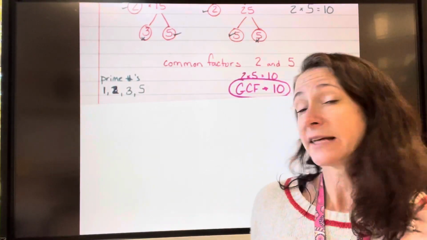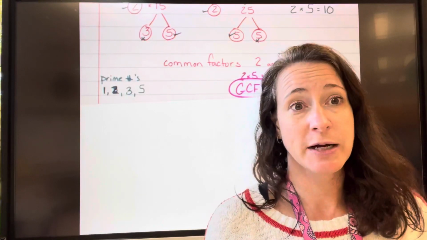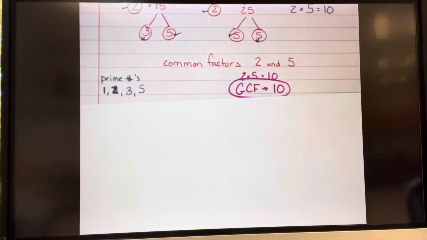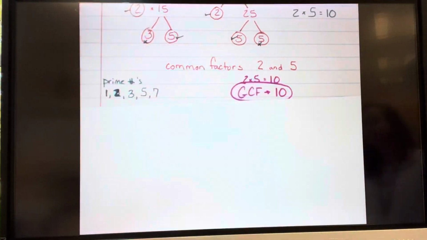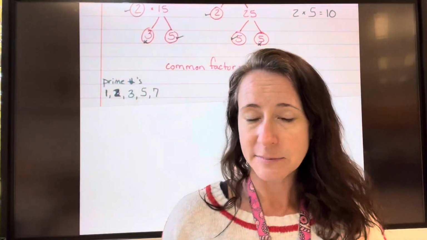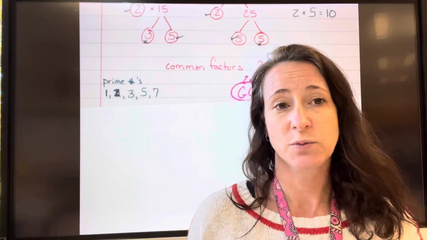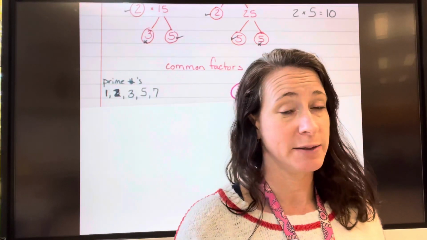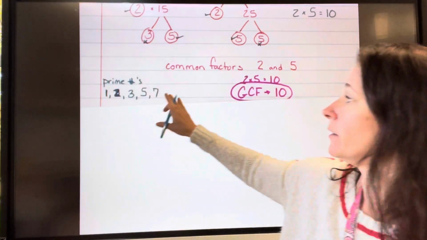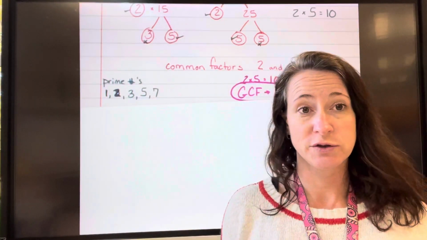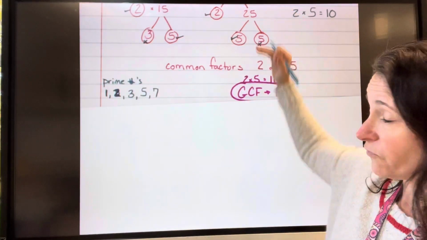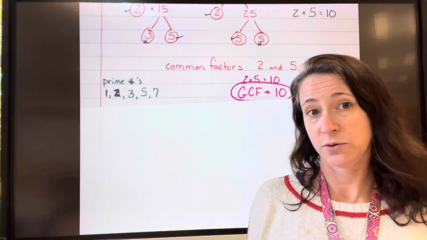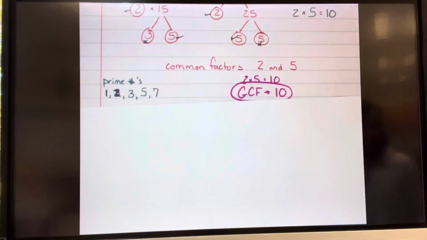And then we have 7. So 7 is a prime number. The only way you can get a product of 7 is by multiplying 1 times 7. 8 is not a prime number because you can multiply 2 times 4 as well as 1 times 8. 9 is not a prime number because you can multiply 1 times 9 and 3 times 3. So here are some really quick prime numbers that you can use to build a factor tree using prime factorization to get to your greatest common factor.